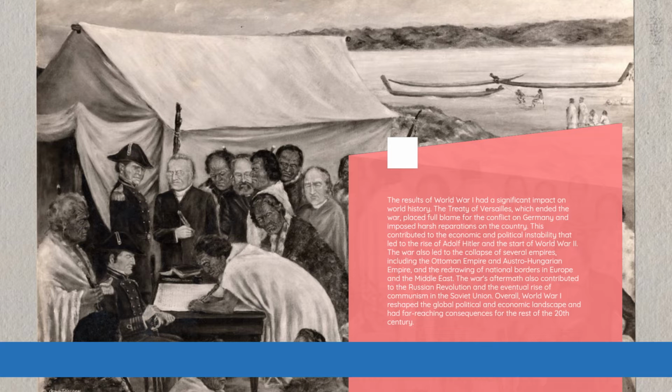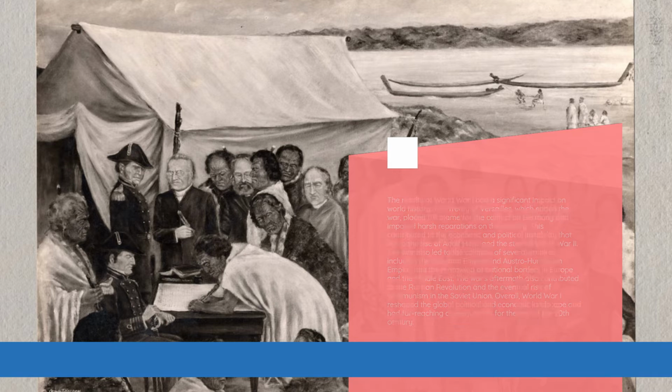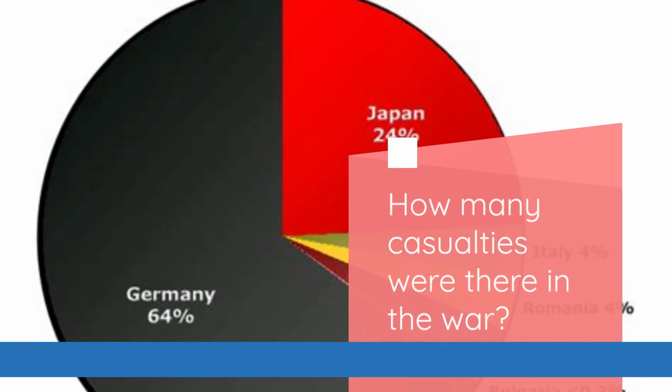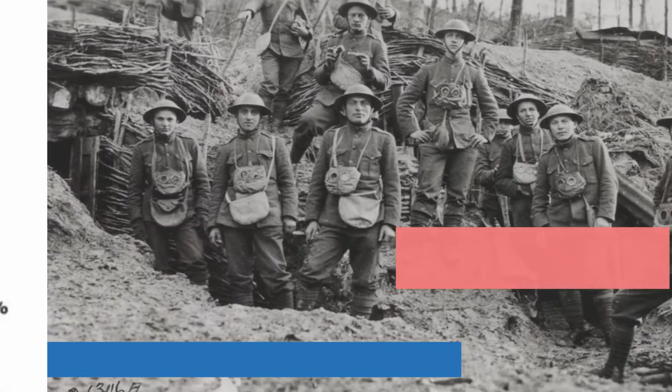The war also led to the collapse of several empires, including the Ottoman Empire and Austro-Hungarian Empire, and the redrawing of national borders in Europe and the Middle East. The war's aftermath also contributed to the Russian Revolution and the eventual rise of communism in the Soviet Union. Overall, World War I reshaped the global political and economic landscape and had far-reaching consequences for the rest of the 20th century.